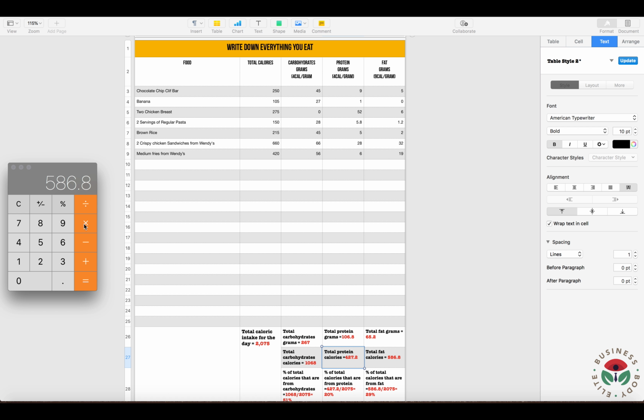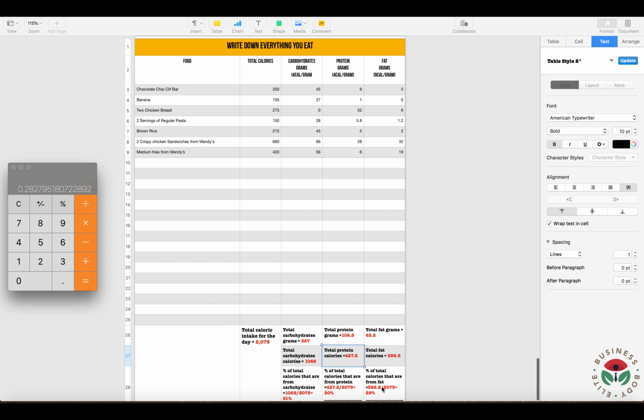To identify your total percent of calories from fat, you will divide your total fat calories by your total daily caloric intake. You will shift the decimal 2 places to the right to find 28%. To ensure accuracy, add each percentage and you should get a total of 100.